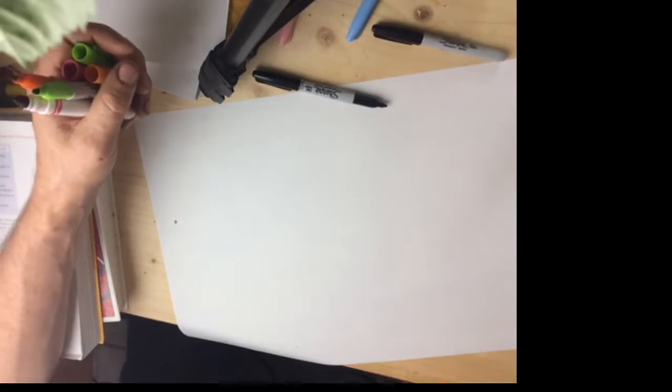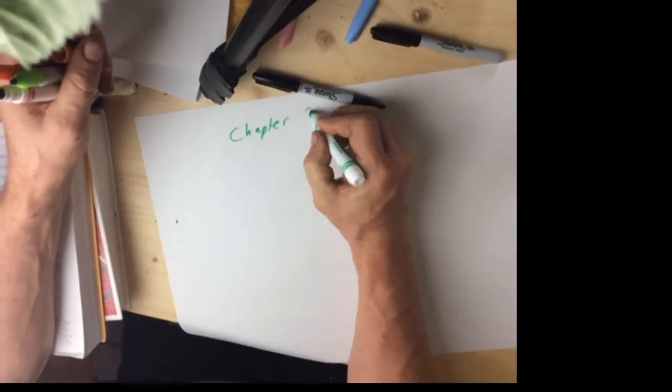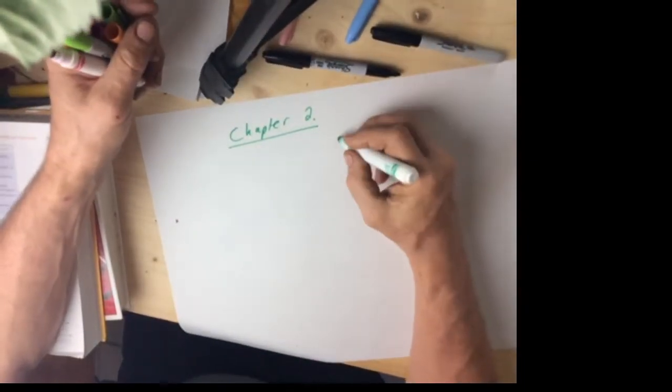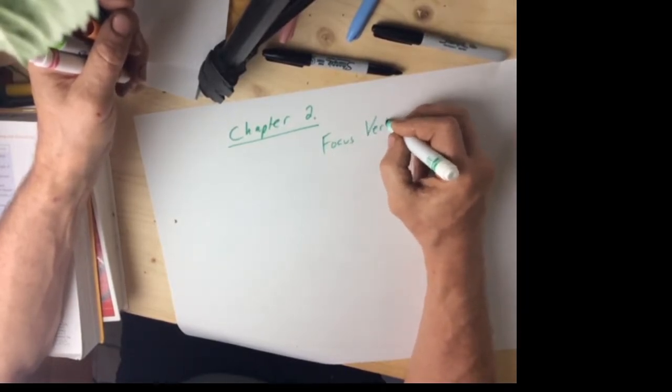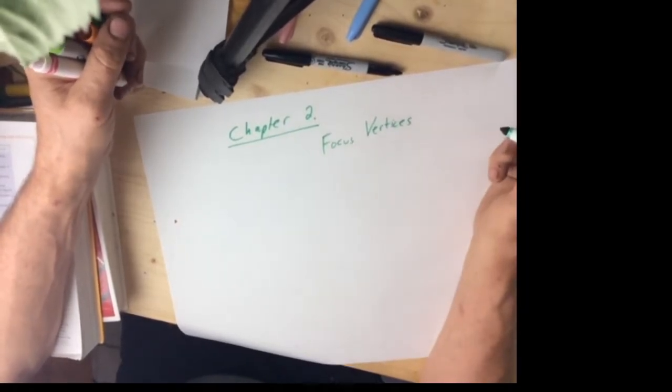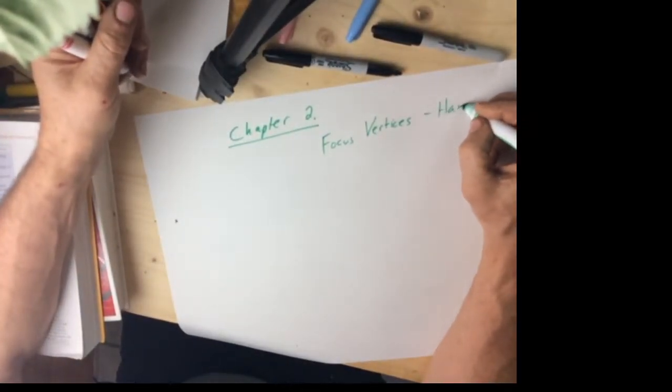All right. Now, chapter 2 takes a little bit of a turn. Chapter 2 now focuses on vertices. So now we're trying to visit vertices. Now this is called a Hamilton problem.